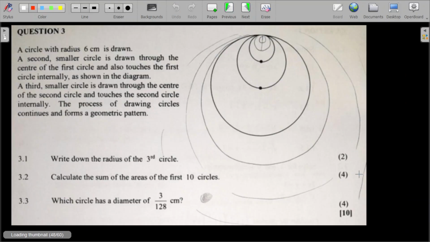What do you think? Now, question 3, this one is an interesting one, to be honest, when it comes to number patterns.